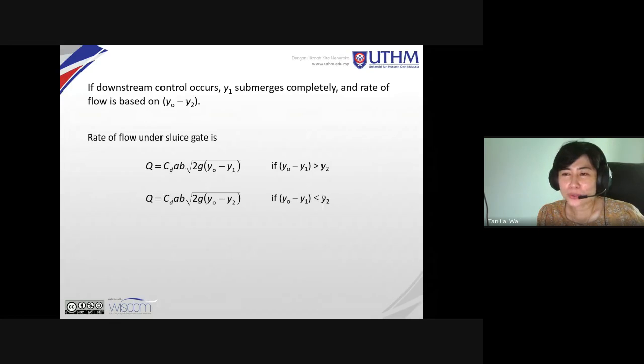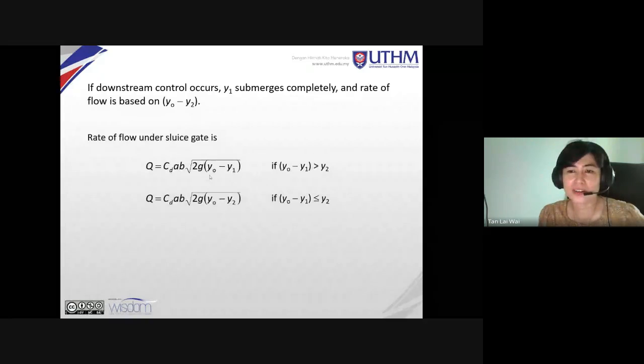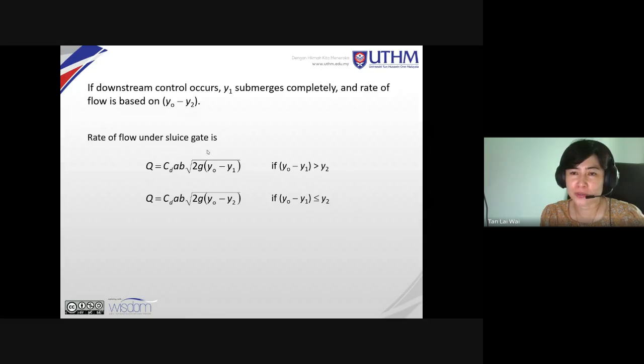If y2 is dominant, you have y2 here. Whereas if y0 minus y1, or actually if y2 is small, you have y1 in the equation, which will influence the discharge. So this is the discharge equation, and you need to check the difference of y0 and y1 and compare it with y2. Then you know which equation you want to use.